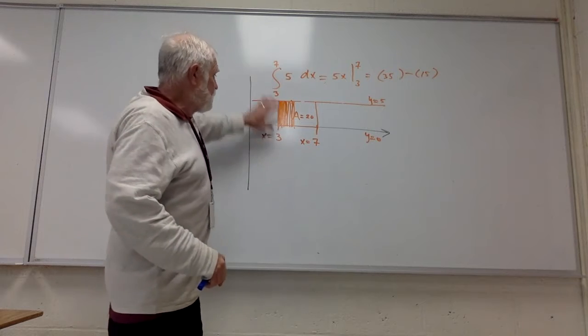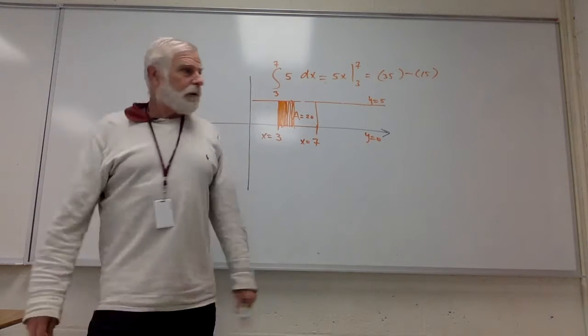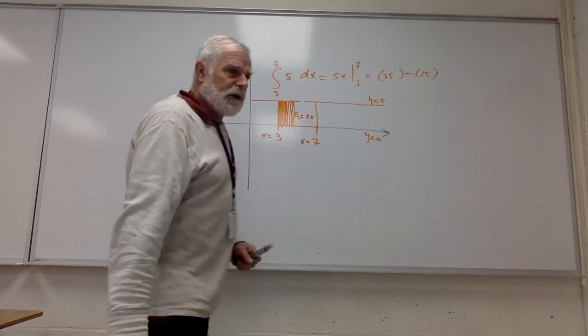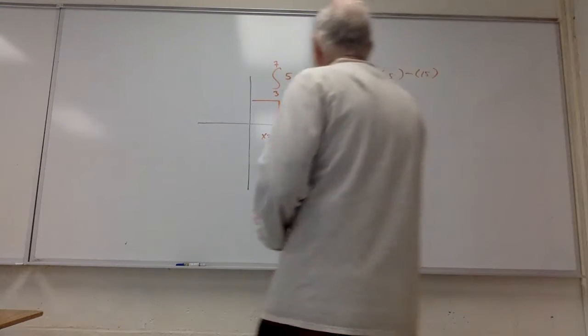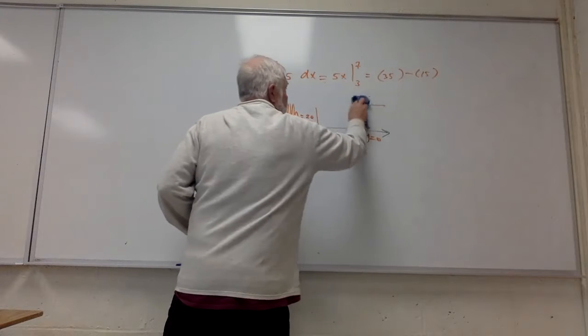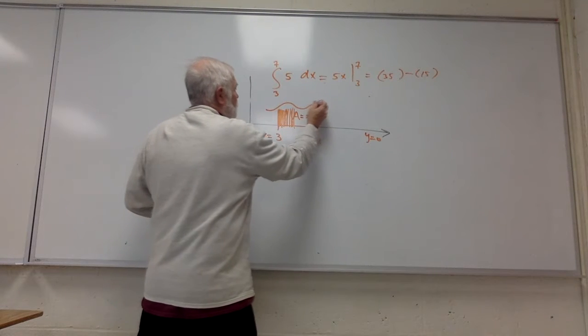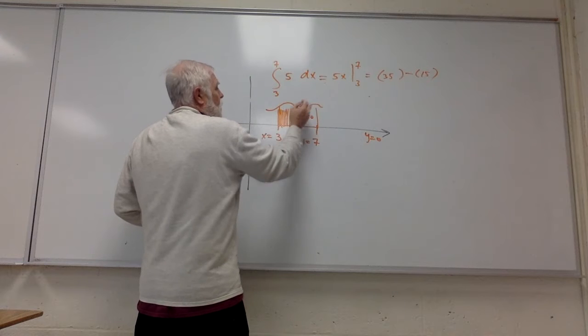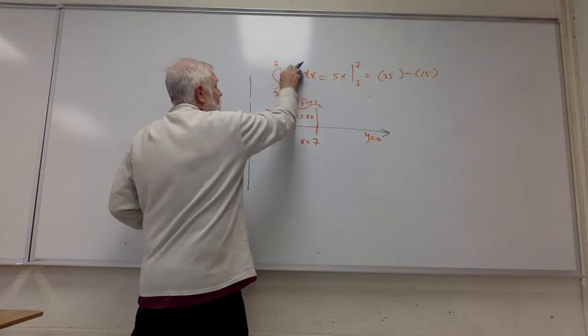Okay, so that's this integration. Now, what happens if y equals 5, let me get an eraser here, becomes some function of x? Not that that isn't a function of x, but a different one. What if it becomes something like that? And we call this f of x. Not much different.